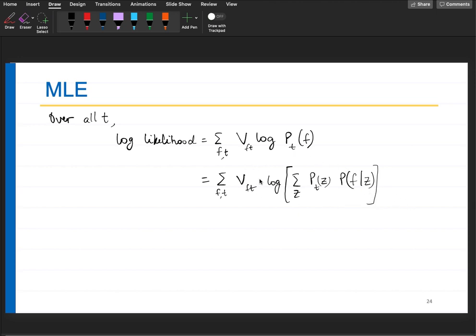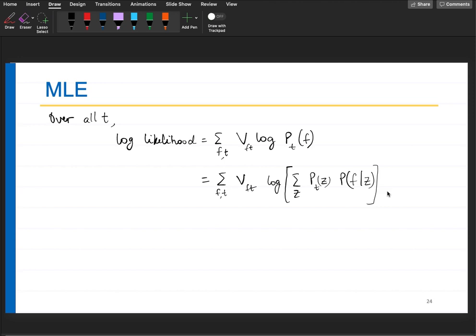Now what will you do now? There is a summation inside the log. If you try to find an analytical solution, you will be stuck. You won't be able to find it. So what will you do now? EM algorithm. So what is the first step which you will do to simplify this log likelihood, to construct an auxiliary log likelihood which is easy to optimize?